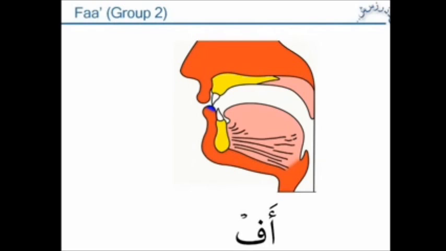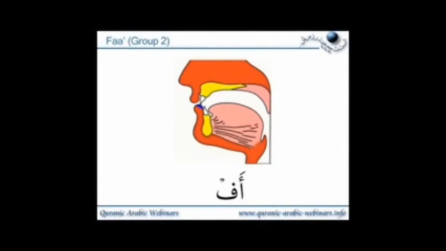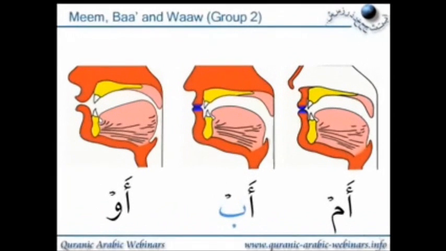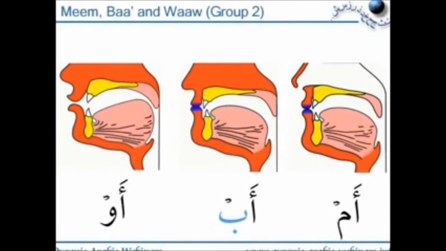And you should really be able to feel your upper teeth coming together with the inside of your bottom lip. By pronouncing it with the sukoon, you can really tell which parts of your mouth are being involved. So say af. So we move into the other letters that involve the lips. So we're still in group 2. So it's the meem, the ba, and the waw.